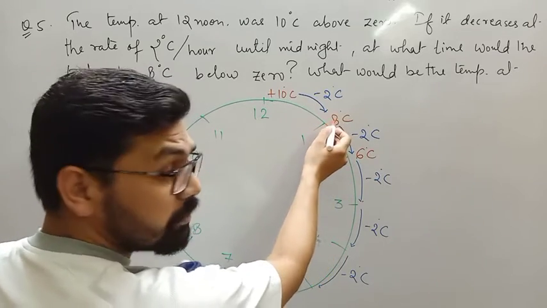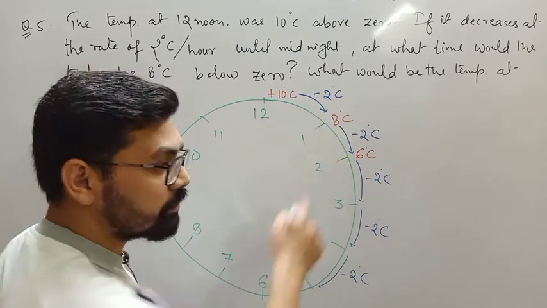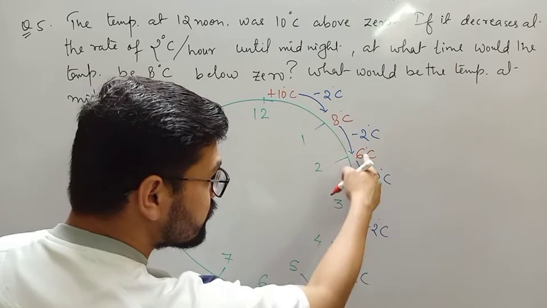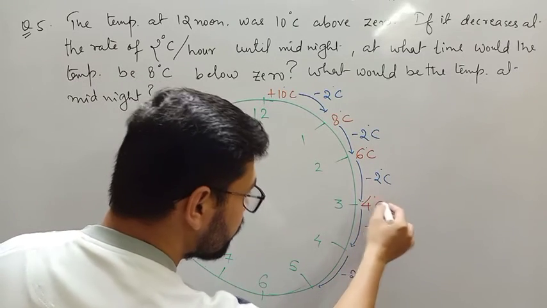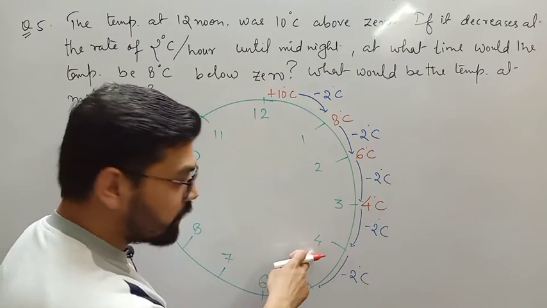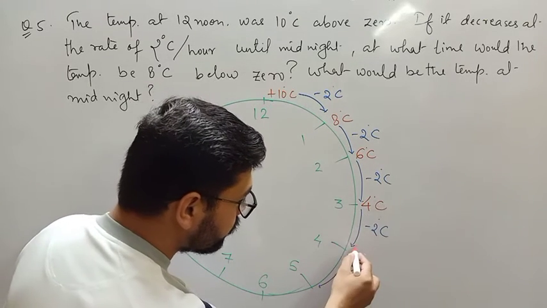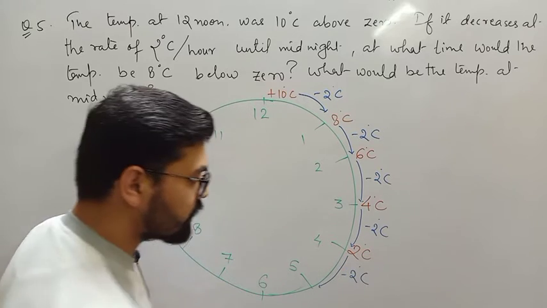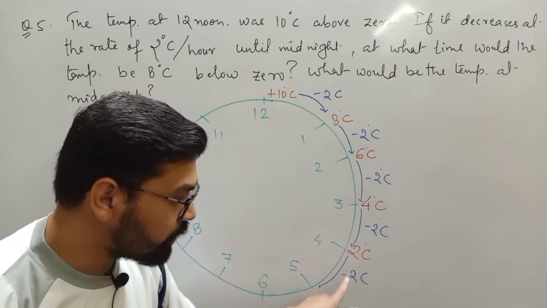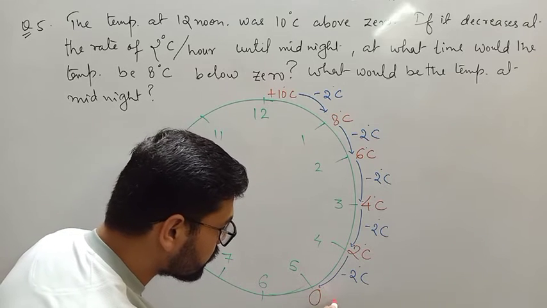At 1 pm the temperature is 8 degree Celsius. At 2 pm the temperature is 6 degree Celsius. At 3 pm the temperature is 6 minus 2, 4 degree Celsius. Any doubt? Then at 4 pm the temperature is 4 minus 2, 2 degree Celsius. Then at 5 pm the temperature is 2 minus 2, which equals 0 degree Celsius.